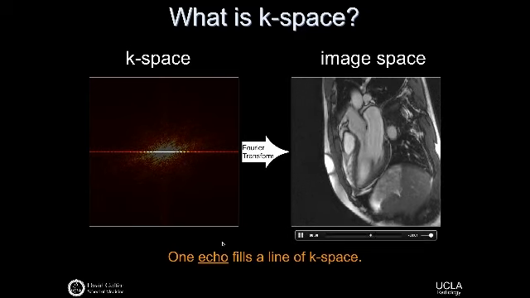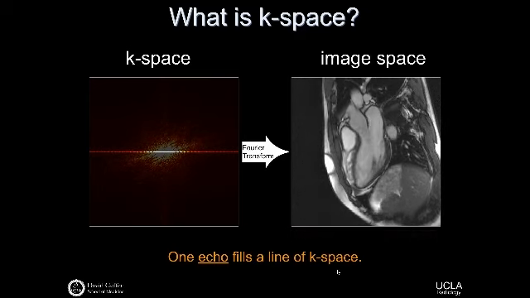The other point we made was that one echo fills one line of K-space. And so we can think of one echo as just being a line across K-space here. And that's typically acquired in a single echo. We'll actually talk shortly about multiple echo acquisitions and so forth. But I just wanted to make it clear what I meant by where an echo was in K-space itself.